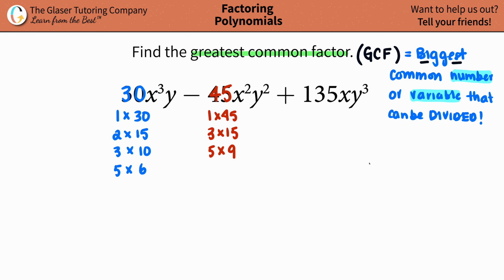So let's see. Now I say to myself, okay, 135. Whew, we got to whip that out. So 135. What two numbers can multiply together to get to 135? 1 times 135. 2, nah.